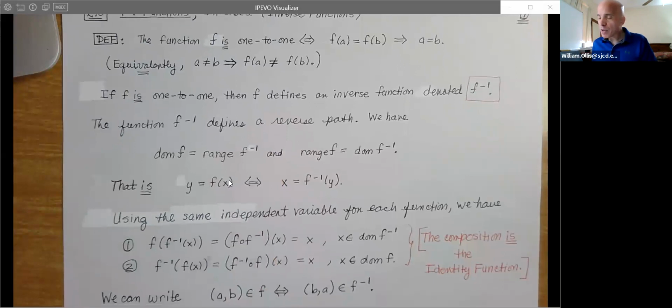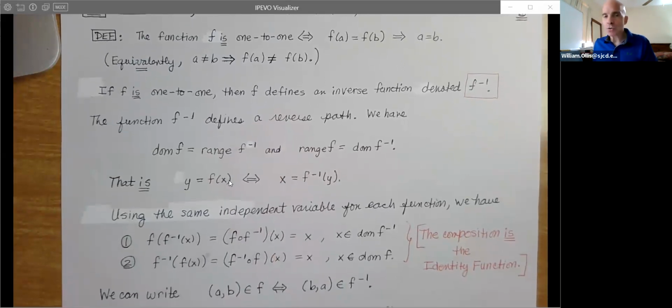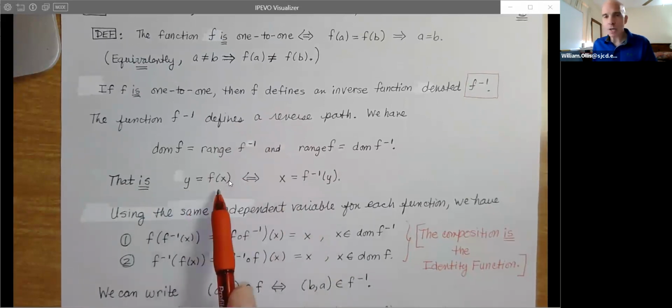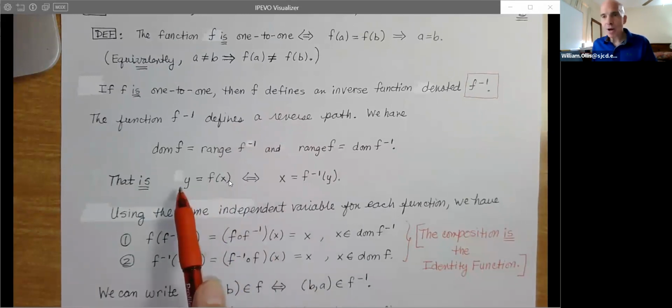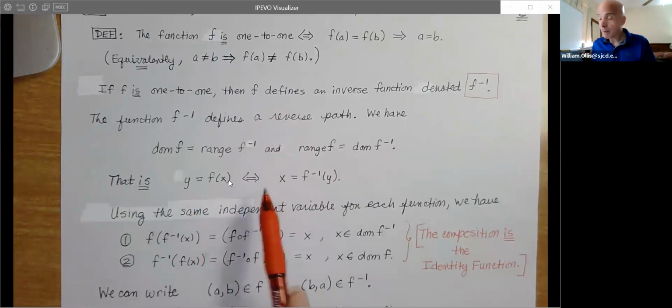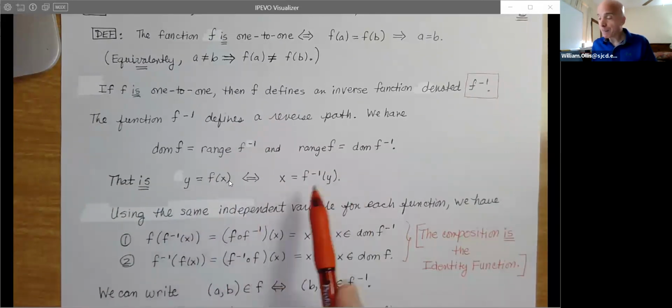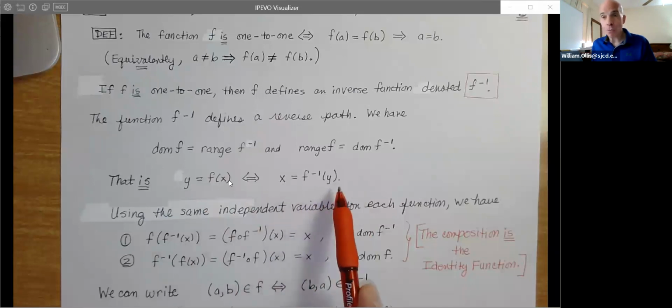Now, one notation that we like to use with inverse functions is this, and this basically talks about the inverse path. We'll say y equals f of x, and then we will apply f inverse. So if we start in the range of f and apply the inverse function, we get back to the domain, so to speak. The reverse path is this. So if y equals f of x, then x is equal to f inverse of y.